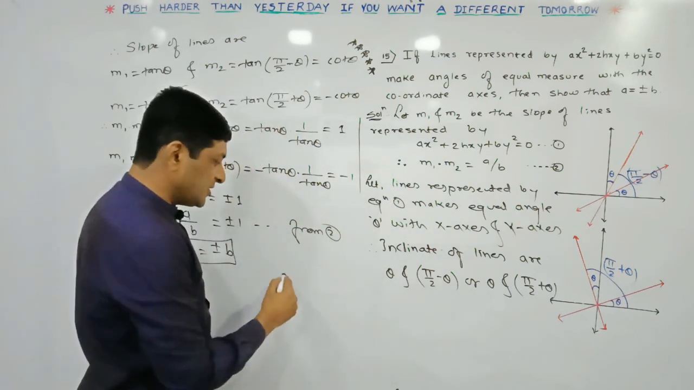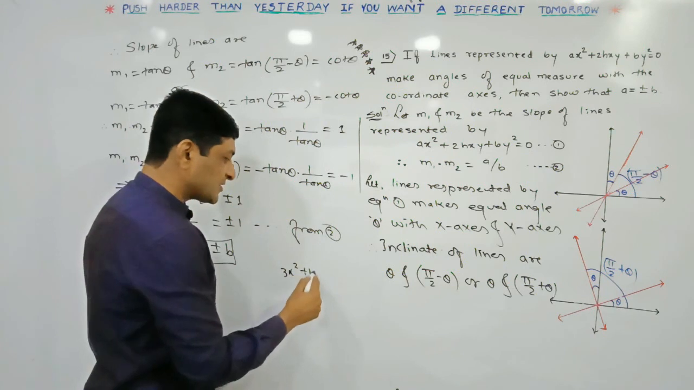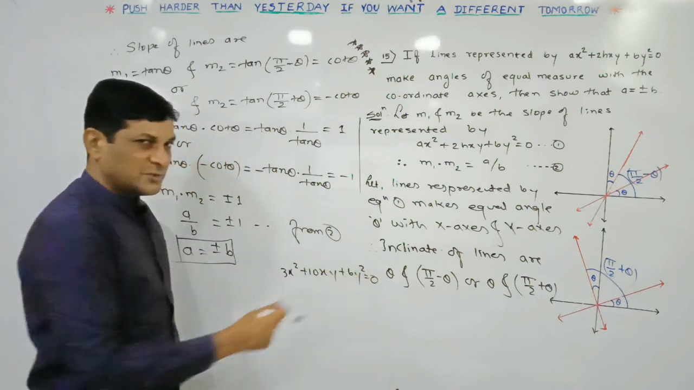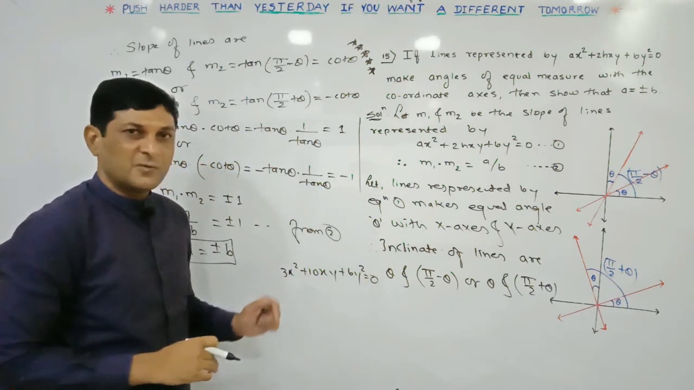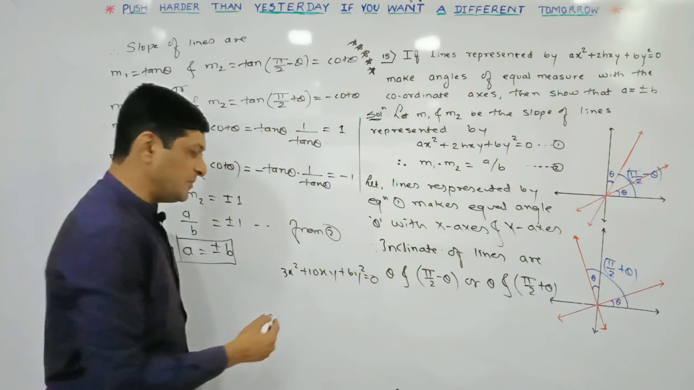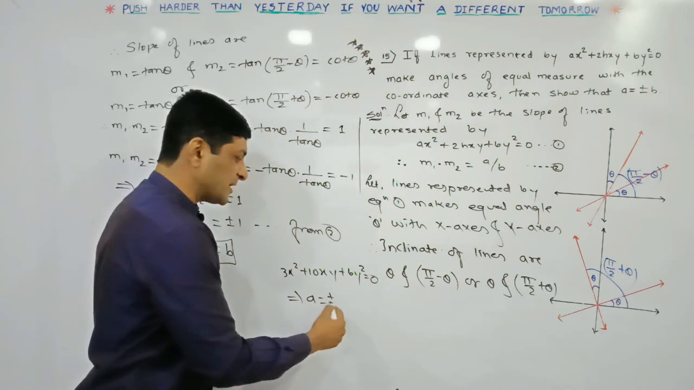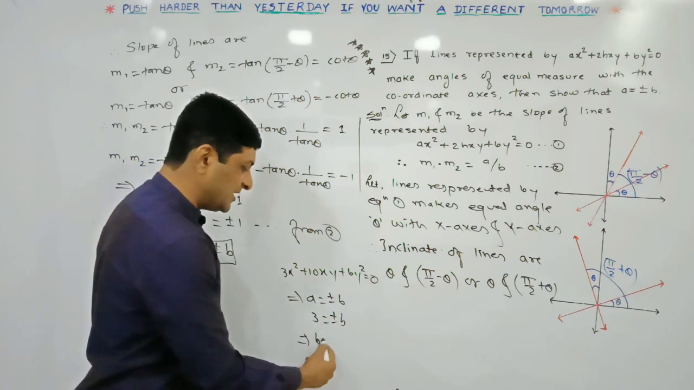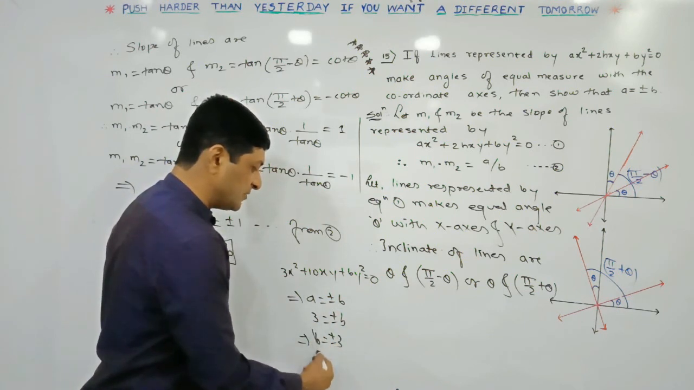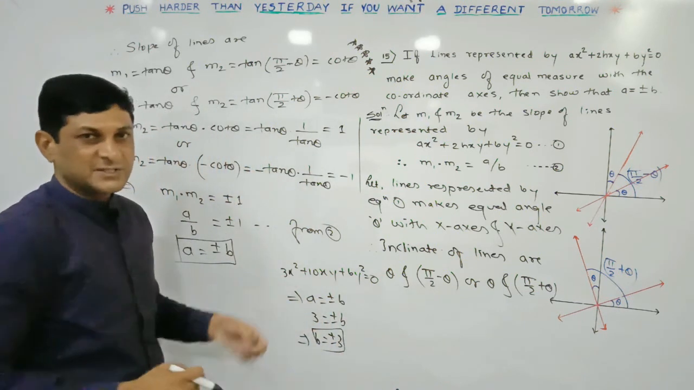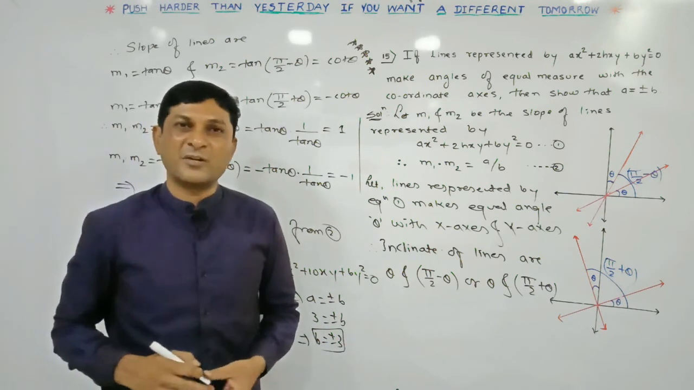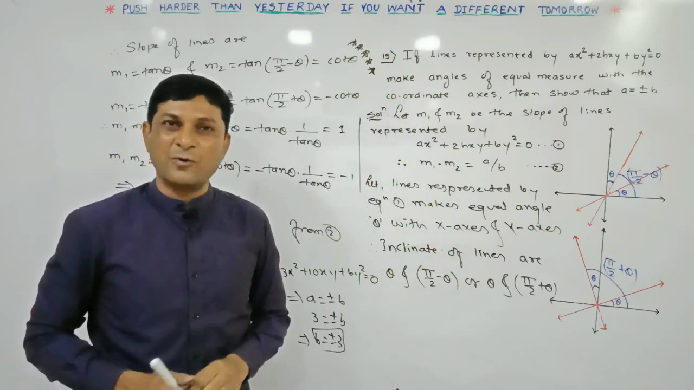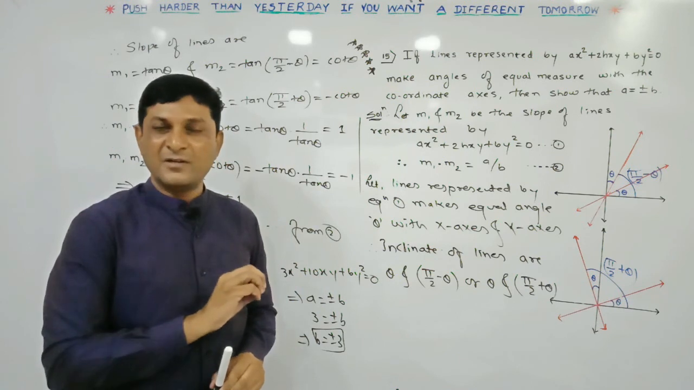Suppose one equation is given to us: 3x square plus 10xy plus by square is equal to 0, and it is given that the lines represented by this equation make equal angles with the coordinate axes. Find the value of b. In such cases, we know that a is equal to plus or minus b. Replace a by 3 on this side, plus or minus b, keep it as it is, which implies that b is equal to plus or minus 3. In this way, we get our required value of b using this condition. This condition is nothing but a shortcut method which is applicable only if the lines represented by the homogeneous equation make equal angles with the coordinate axes.